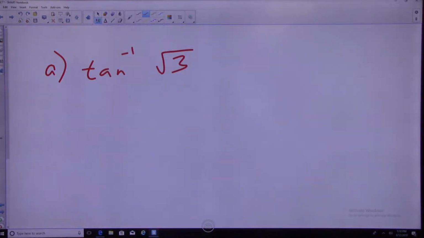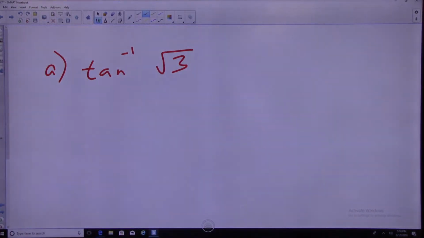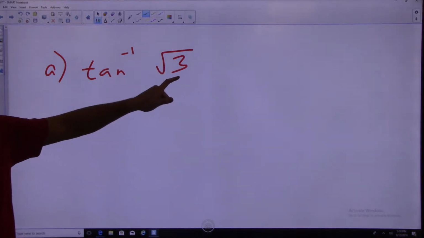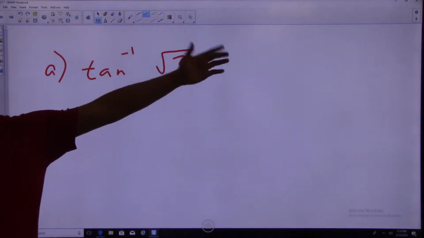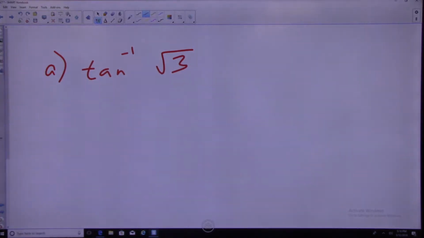So inverse tangent of the square root of 3. Now here's what I want to talk about, guys. This is the way I think about it to figure out what angle it has to be. You need to ask yourself the question, what does the angle have to be in order for the tangent ratio to be the square root of 3?